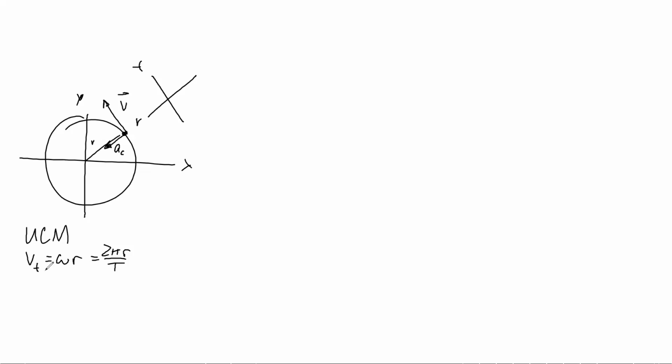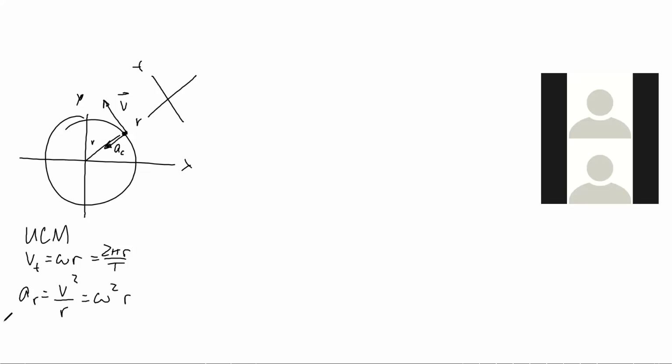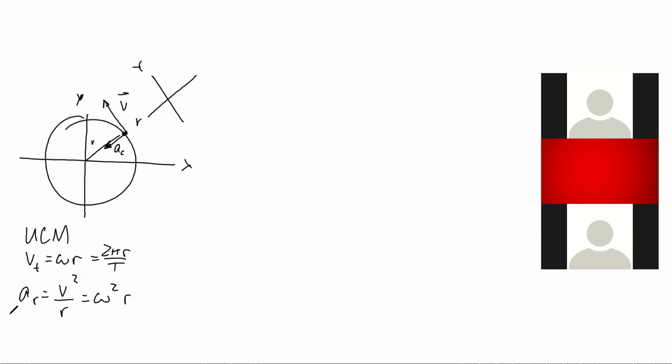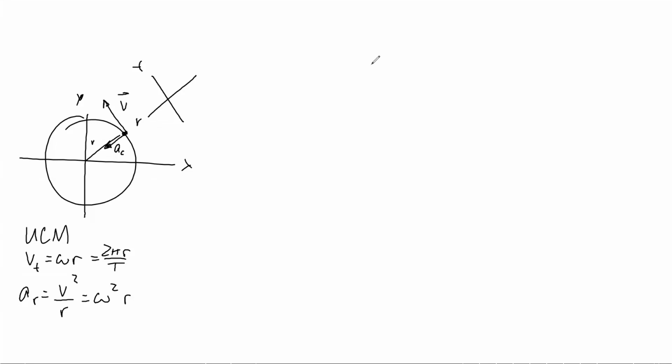Later it'll have the term angular frequency for things that oscillate, like springs and electric currents and all that stuff. So velocity is stuck in the t direction. Acceleration is now only in the r direction: v squared over r or omega squared r. Either one is fine. And so the dynamics then show us that for a particle moving in uniform circular motion, F net has to be in the r direction as well.